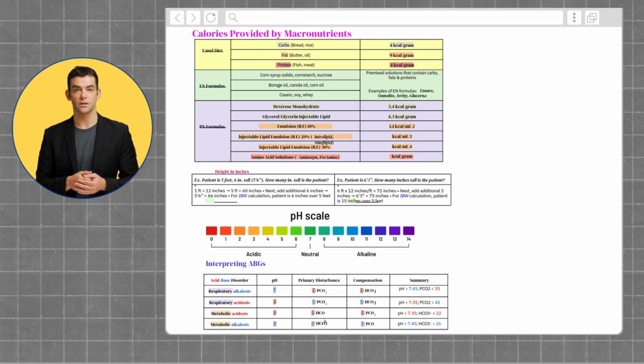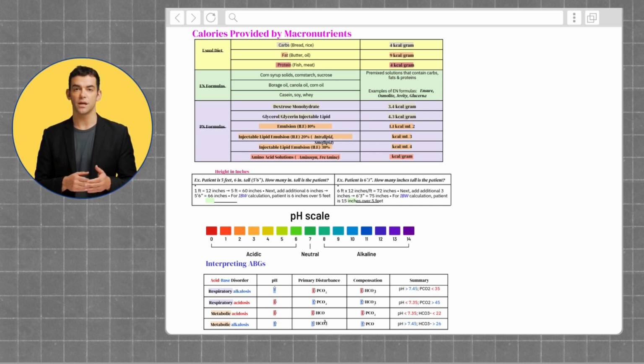Why is this important? Because patients in the hospital setting often receive their nutrition via IV, parenteral nutrition, or PN, or feeding tubes, enteral nutrition, or EN. As a healthcare provider, you're expected to calculate the total calories from these sources to ensure patients meet their energy requirements. Moving on to height in inches.